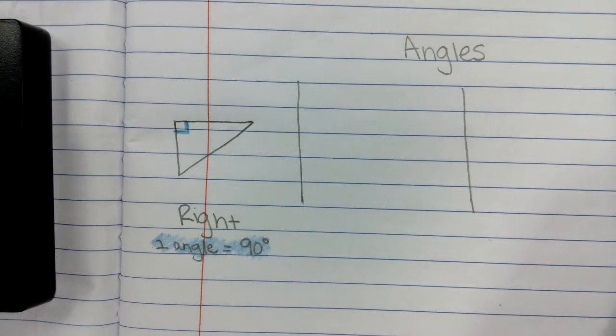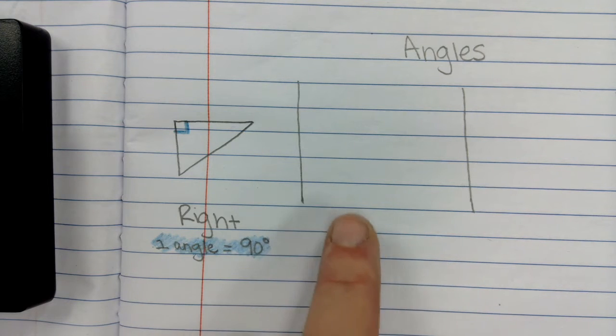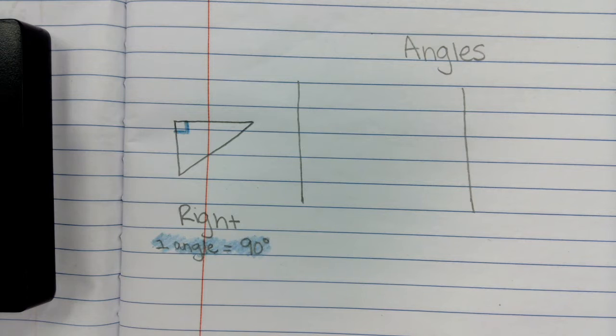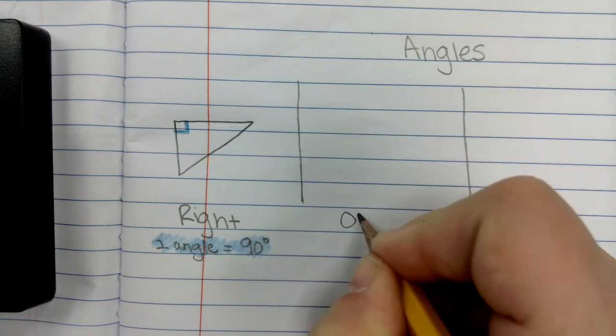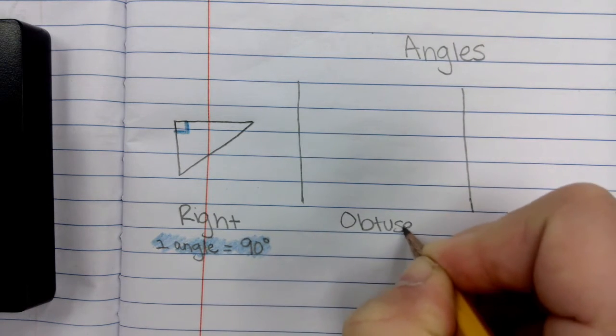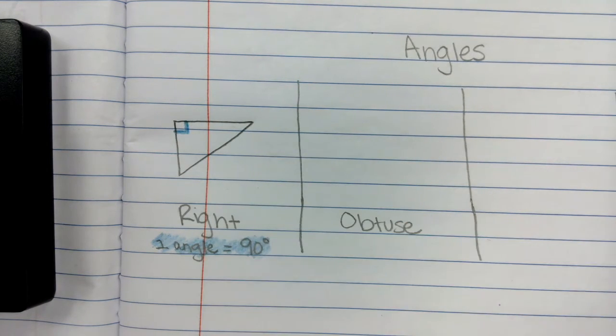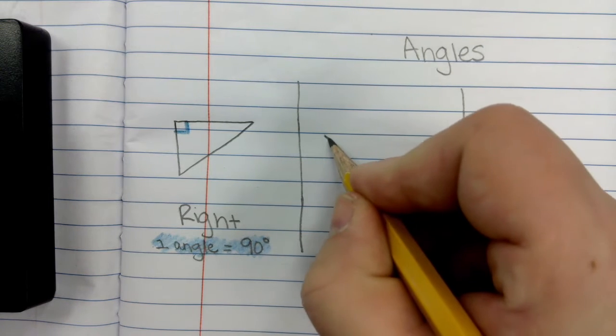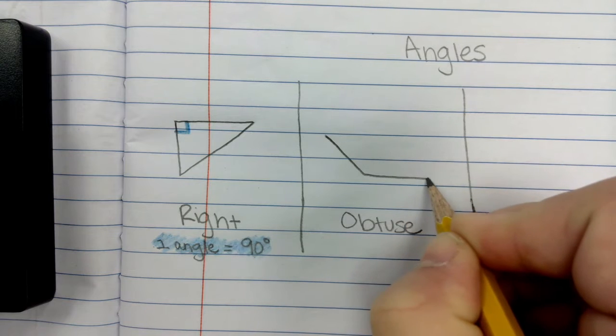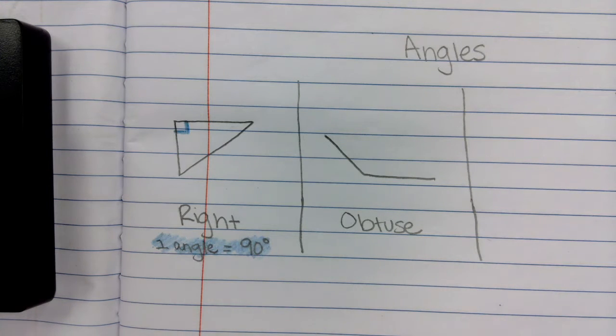So we have a right. Another one we have is obtuse. And we've heard that word obtuse before with angles. What does obtuse mean? More than 90, good. So more than 90 would be a bigger angle. And we connect that with that third line.